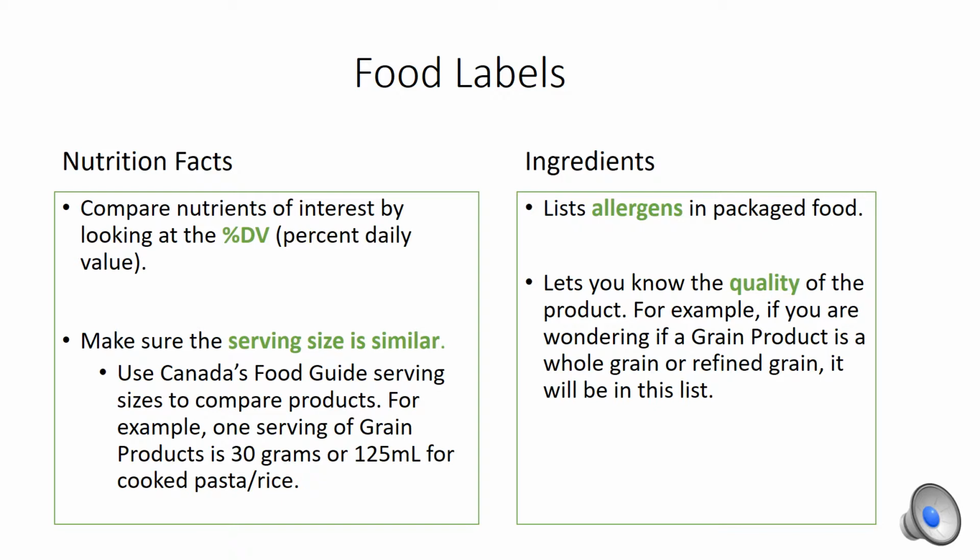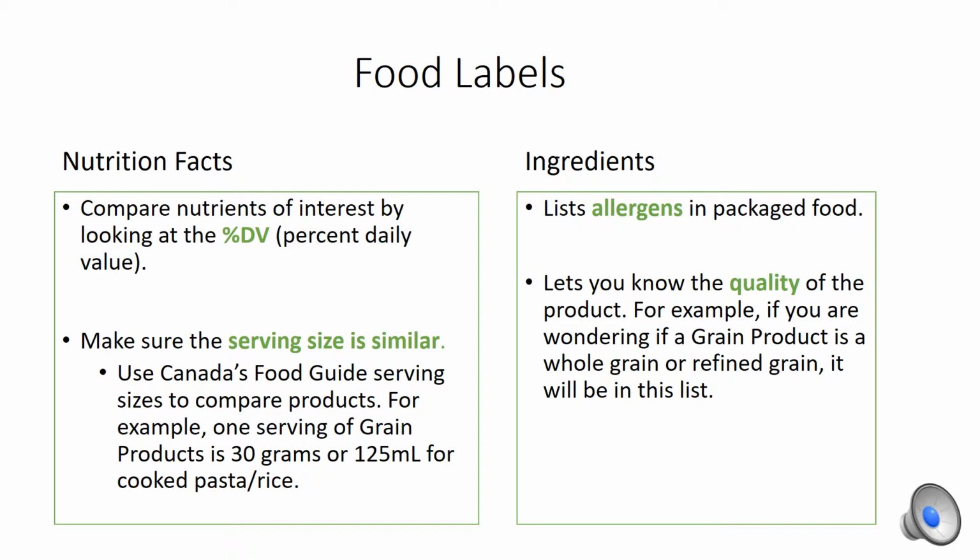Food labels consist of the nutrition facts tables and ingredients lists. The nutrition facts tables compare nutrients of interest by looking at the %DV, or % daily value. Make sure the serving size is similar. Use Canada's Food Guide serving sizes to compare products. For example, one serving of grain products is 30 grams or 125 milliliters for cooked pasta or rice.